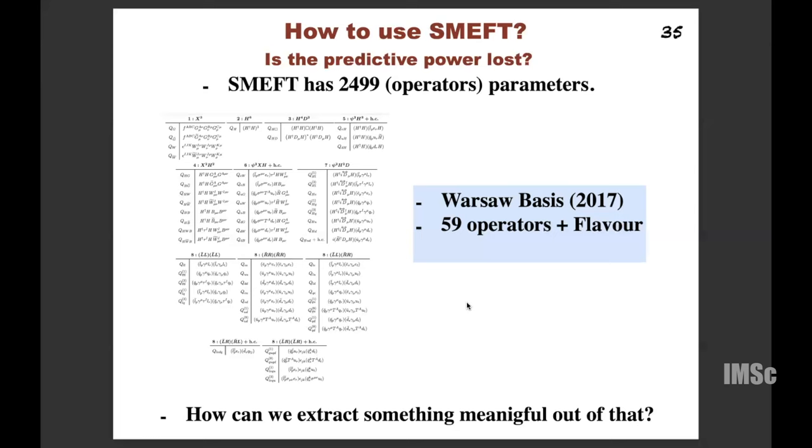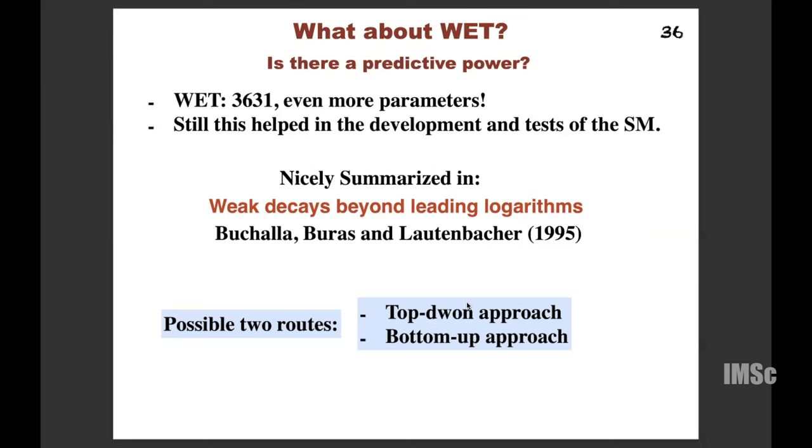So now the question is how to extract meaningful information out of this EFT. You can ask the question: is the predictive power lost? It seems that predictive power is lost. Yeah, but the first argument is that the weak effective theory has a large number of parameters. It has even more parameters, and it's well known that it has helped a lot in the development of the standard model, in testing the standard model. In fact, all the flavor sector of the standard model was tested in the weak effective theory.